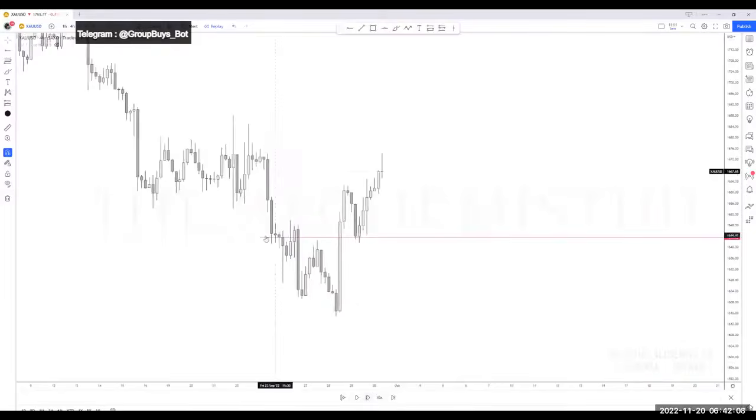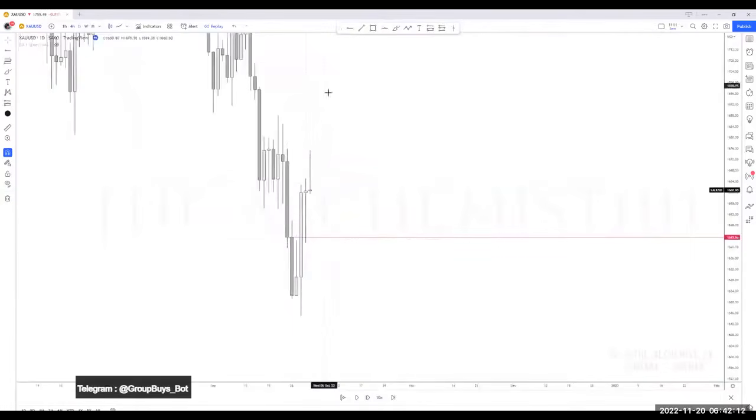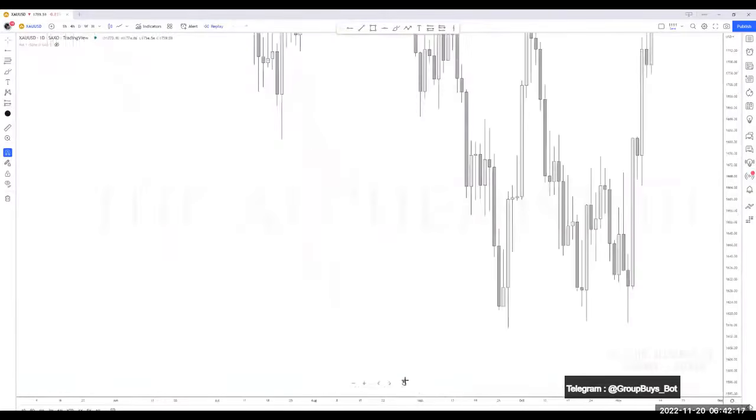So these areas follow the same exact logic. If a resistance is broken, it will turn into a support. Okay, so those are about the key levels.